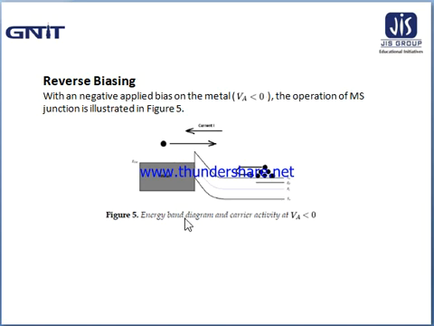Now, under a small reverse bias, only a small number of electrons in the metal may be able to overcome the potential barrier. Therefore, the current I will become a small constant under the reverse bias condition, which is characterized as a rectifying behavior.